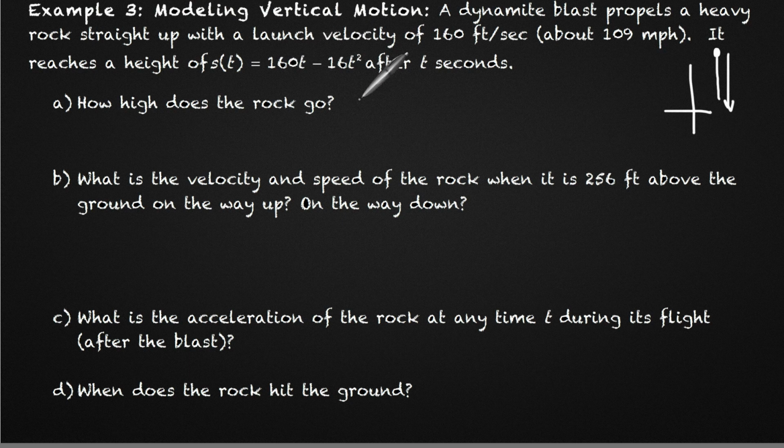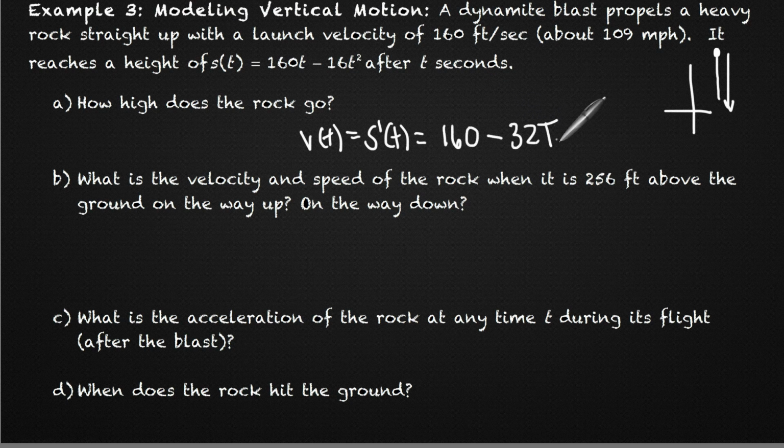Let's take the derivative of this. So let's say v of t, which is equal to s prime of t, the derivative of the position, is 160 minus 32t. Taking the derivative by power rule. So what we want to do is set that equal to 0 to figure out the time when the velocity equals 0. We solve it for t and we get 5. So 5 seconds after the blast occurs, the velocity is 0, which means it reaches its maximum height.